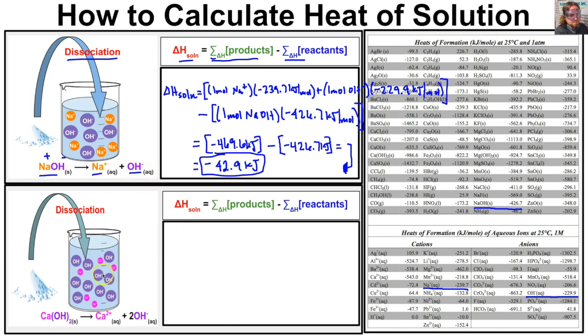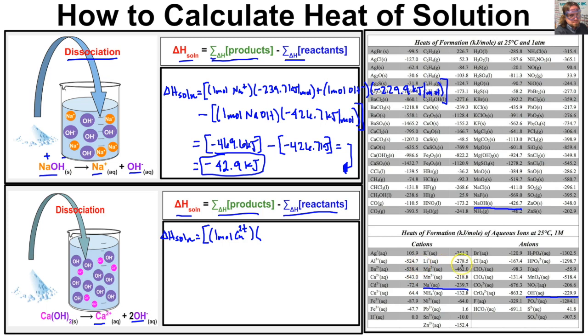If we take a look at this example right here, we have calcium hydroxide that we're going to put in water, and it's going to dissociate into these two ions right here. So how can we calculate the heat of our solution, or the enthalpy of solution? We use this formula, and so to get our heat of solution, we're going to take the sum of the change in heat of our products. And so if we take a look, our products from our balanced chemical equation is telling us we have 1 mole of Ca2+ ions.